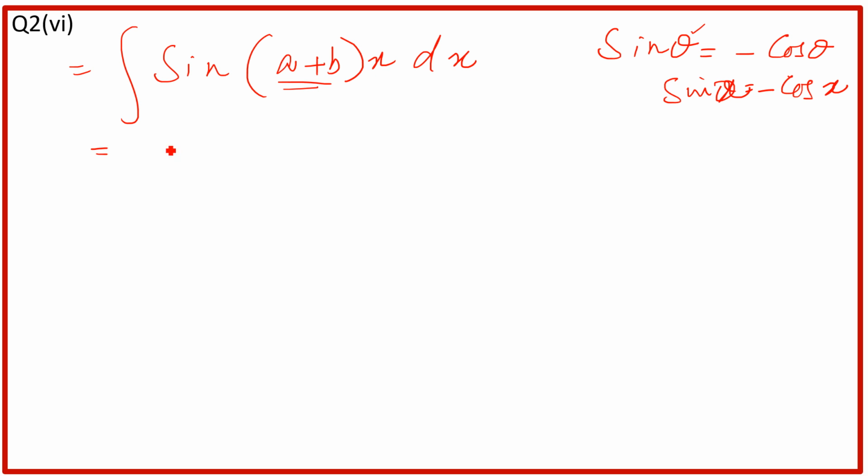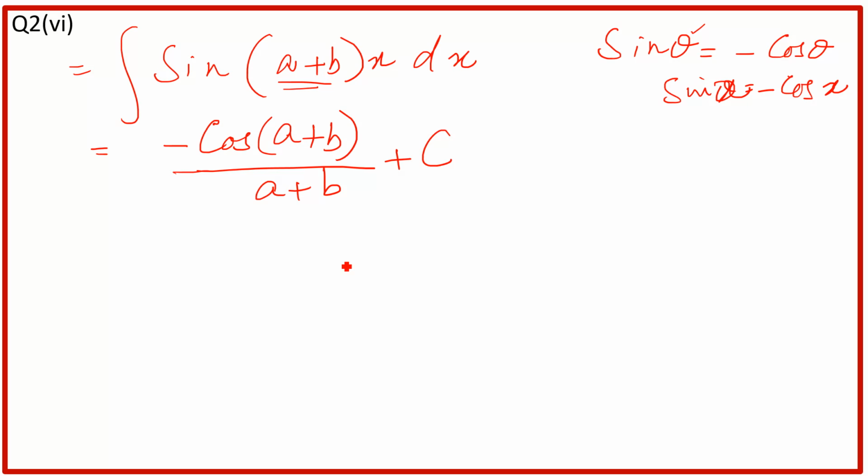So how will we integrate it? Minus cos, same thing, right? Instead of x, we have to put a plus bx, because this is the constant, and we also have to divide. Keep in mind, if we have some constant with the variable, we have to divide by the same constant, and this is the answer.